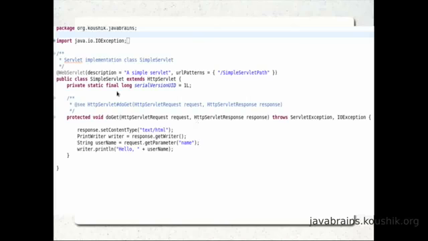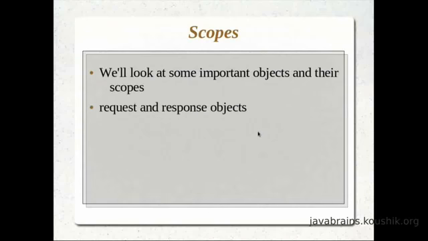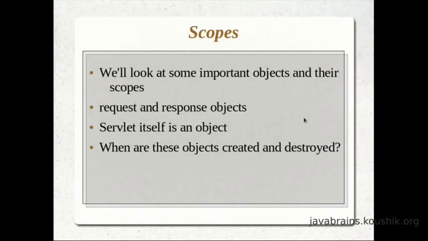And then another object is the servlet itself. We do not see any static method. So this servlet class itself has to be instantiated as an object for this doGet method to be called. So we have the request and the response objects and the servlet object itself. Now, when are these created and when are these destroyed? Before we go to the when, another question we need to answer is who creates them and who destroys them?